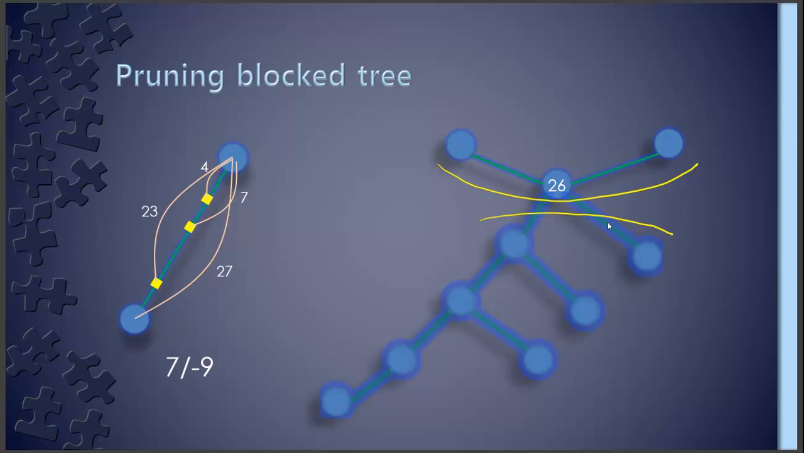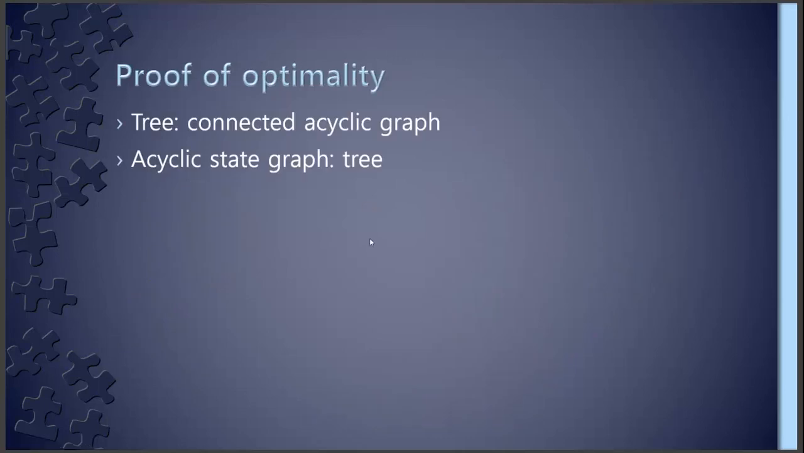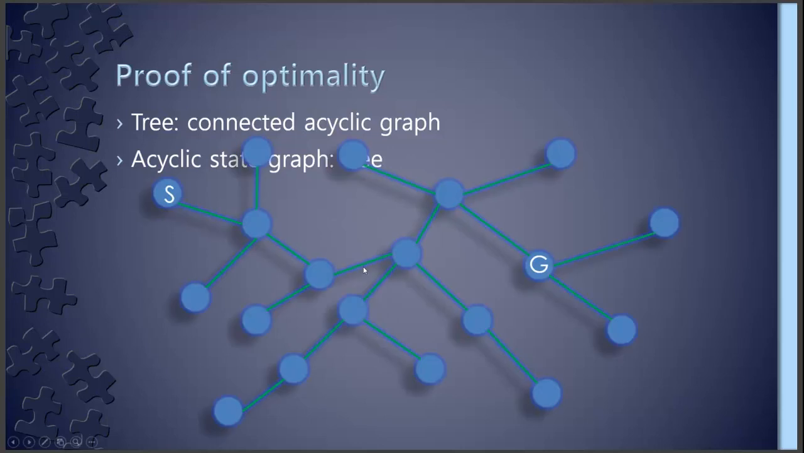Now I'm going to prove the optimality of this method. The definition of a tree is a connected acyclic graph. This means an acyclic state graph is a tree. The property of a tree is that there is only one way to go from the root node to any node in the tree. And the other nodes are just block trees. So after the pruning process, like this, only a one-way path is left with maximum score.